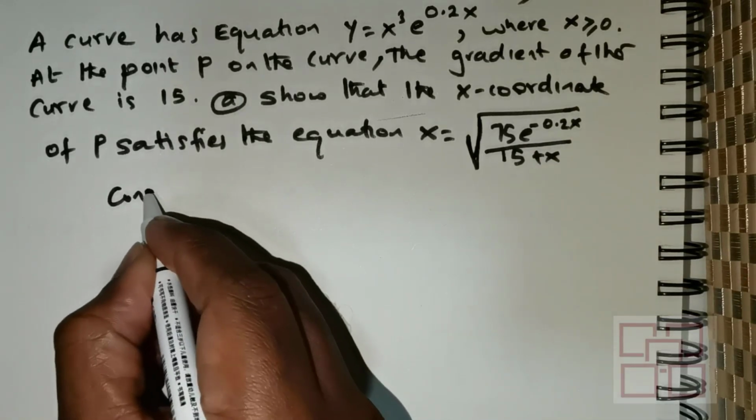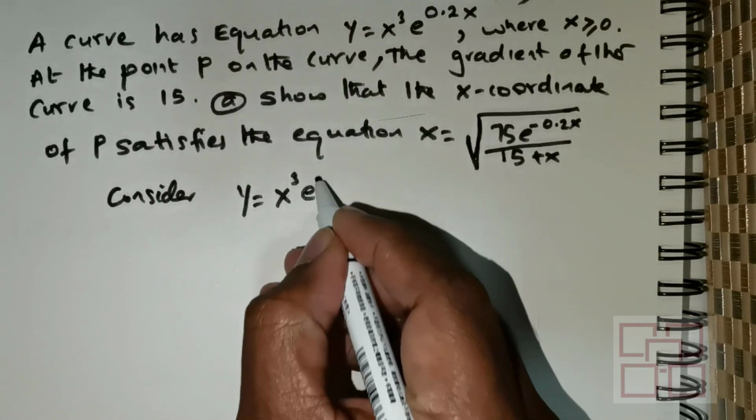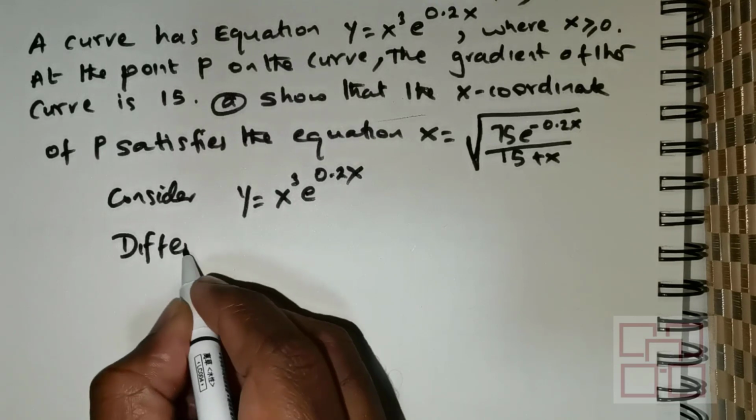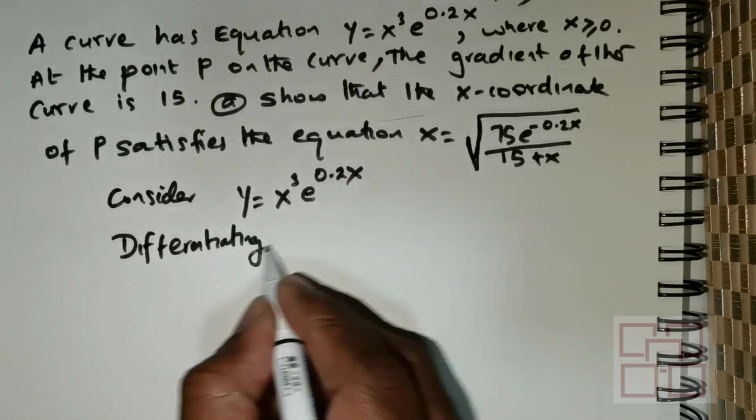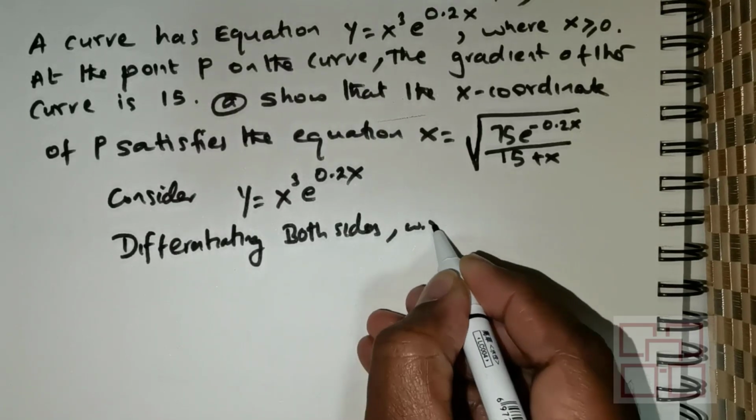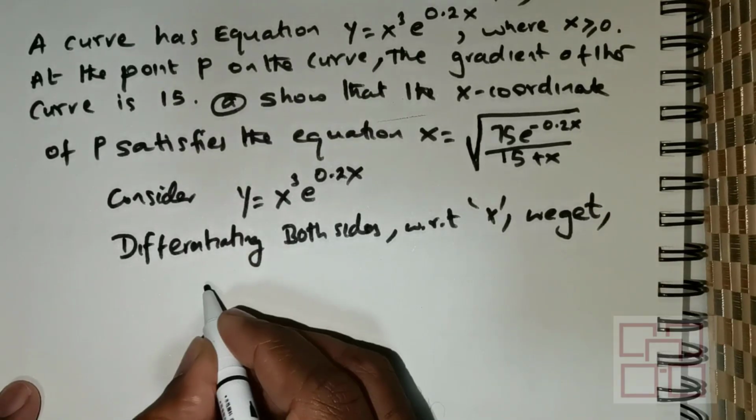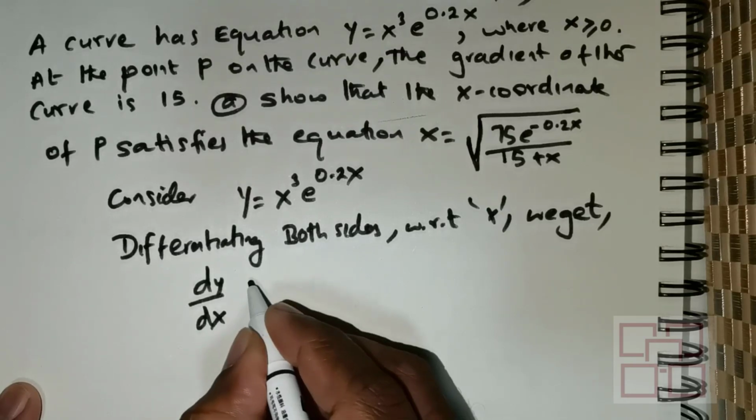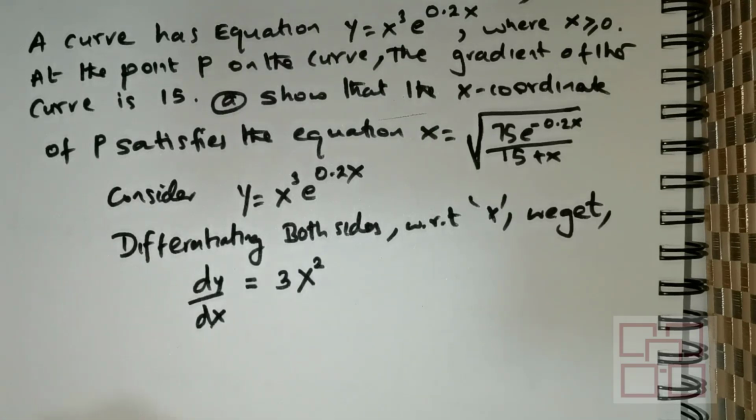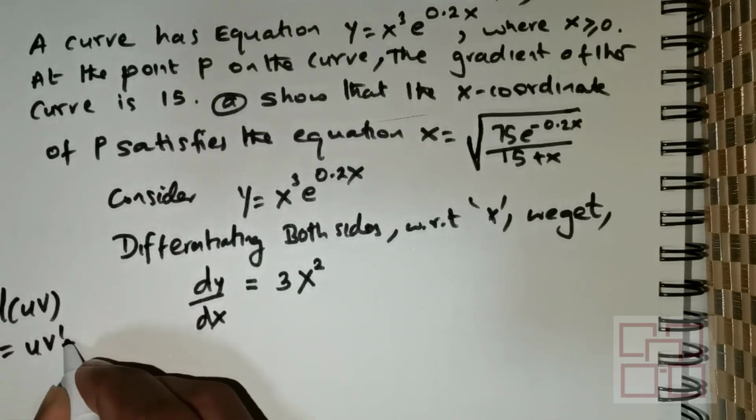So let us start off by considering y to be equal to x cubed e raised to the power 0.2x. Now we will differentiate both sides with respect to x. So what do we get? This is going to be dy over dx is equal to 3 times x squared. Now I'm going to apply the uv formula. d of u times v is equal to u times v dash plus v times u dash.